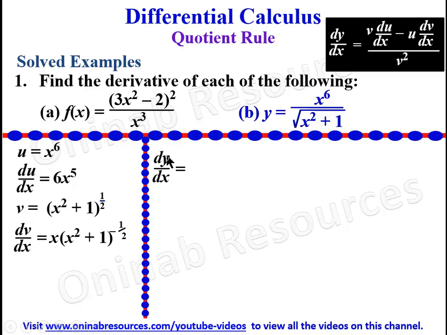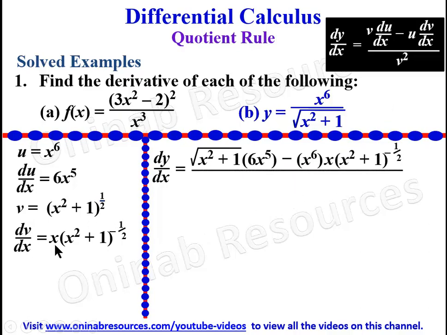Then we now go ahead to find the dy dx using this rule. Our v is square root of x squared plus 1, and the du dx is 6x to the power of 5, minus u. Our u is x to the power of 6 multiplied by the dv dx, but this is this, we have it as this, then over v, over square root of x squared plus 1 squared. Squared it, this is v squared.